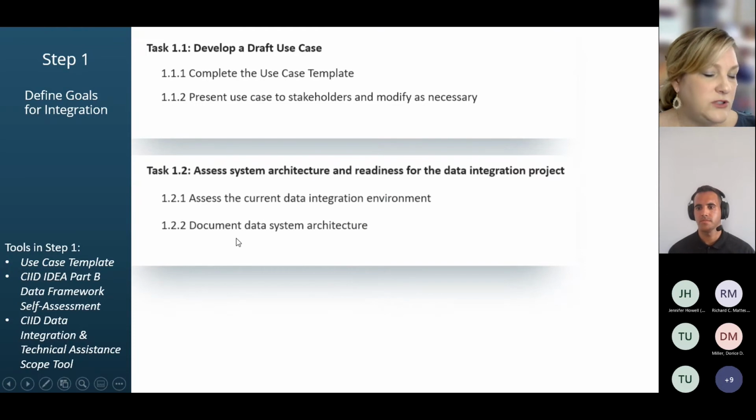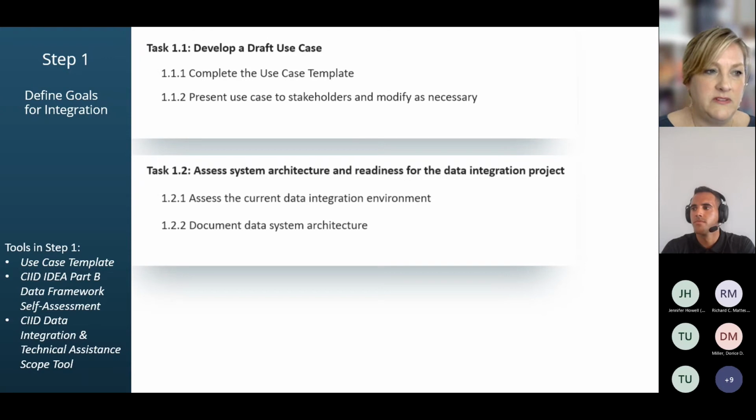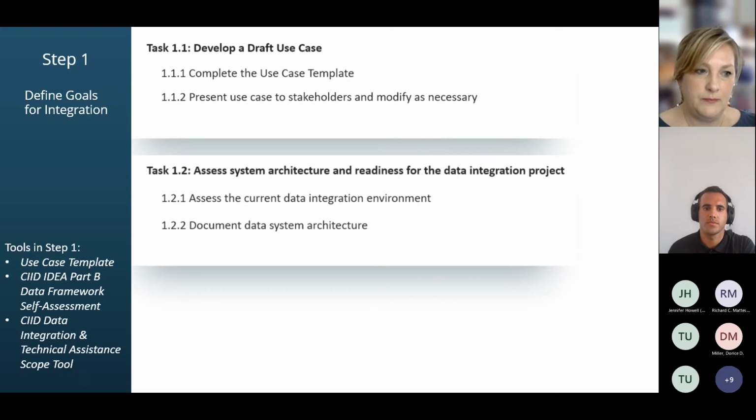The second part of this, we don't have a specific dedicated tool, but it's to assess your system architecture and readiness for the data integration project. So typically we do this with a technical assistance provider. We all sit down in a room or virtually, depending on what year it is, and map out on Visio or even on chart paper, what does that data system look like? Where are the sources? What does it look like currently? So doing sort of a current picture of the data system and then a future state so that everybody knows where we are and where we're going.